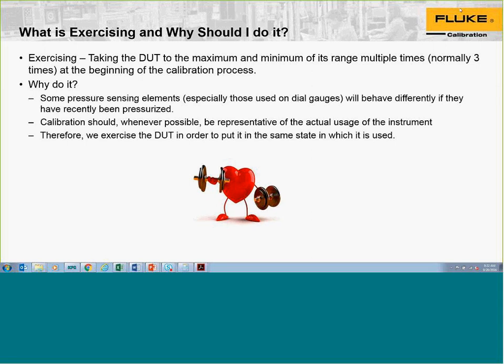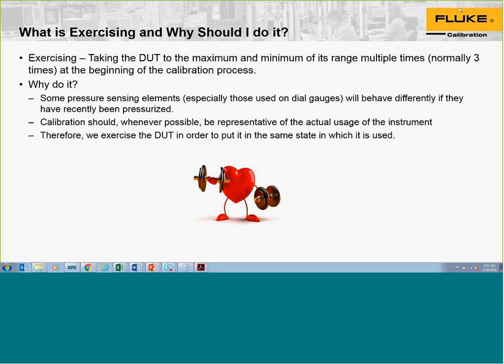So, sensing elements, especially those used on dial gauges, will behave differently if they have recently been pressurized. If you take them out of the box in the morning, cold, you get a different value than partway through the day after they've seen pressure multiple times, and that elastic element has been worked.